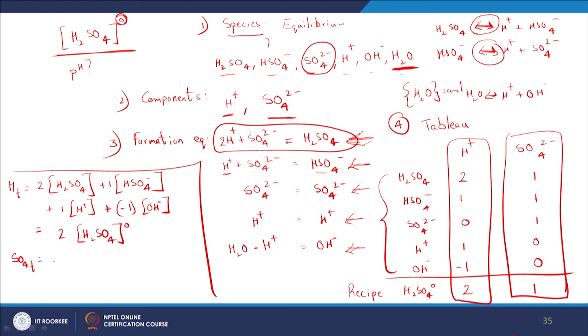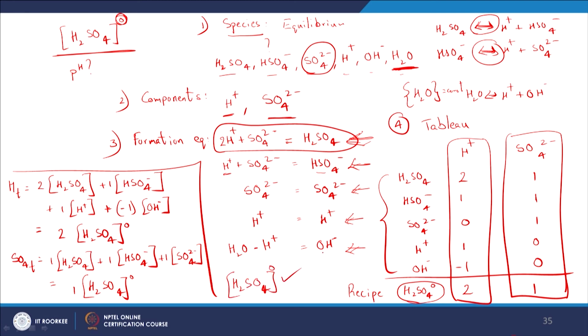SO4 total is equal to 1 times H2SO4, plus 1 times HSO4 minus, right, plus 1 times SO4 2 minus. And what is this all coming to, or what is the only source of SO4 2 minus in the solution? It is the H2SO4 we added initially, and so again 1 times H2SO4 naught. So usually, what is your unknown here, I guess, not unknown, pardon me, the known H2SO4, or whatever it is that you are inputting initially, this is your known value, right.